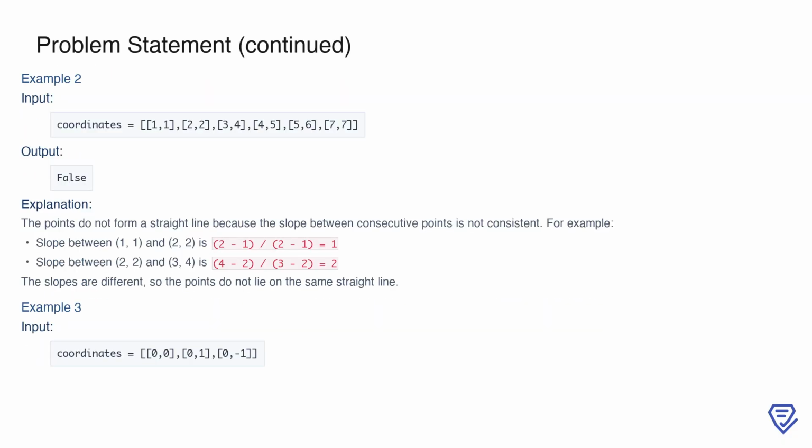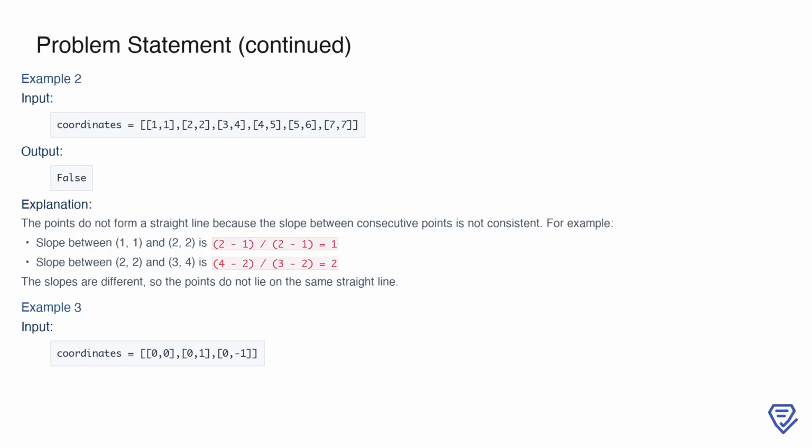Here, the input coordinates are 1 1, 2 2, 3 4, 4 5, 5 6, 7 7. This time, the output is false. This indicates that the points do not form a straight line. To understand why, we can again calculate the slopes between consecutive points. Starting with 1 1 and 2 2, the slope is 2 minus 1 over 2 minus 1 equals 1. However, the slope between 2 2 and 3 4 is 4 minus 2 over 3 minus 2 equals 2. Since the slopes are inconsistent, the points do not align on the same straight line.